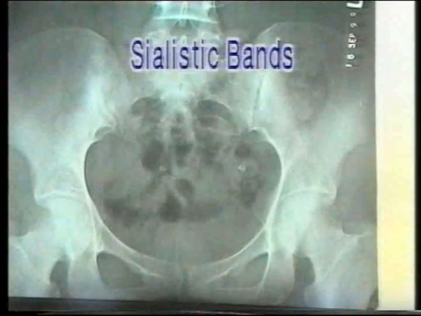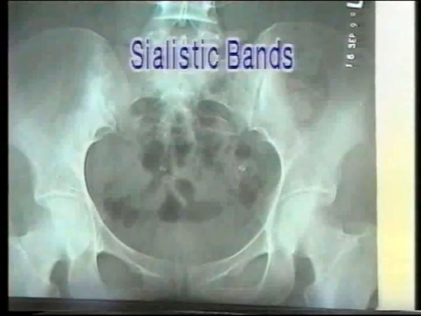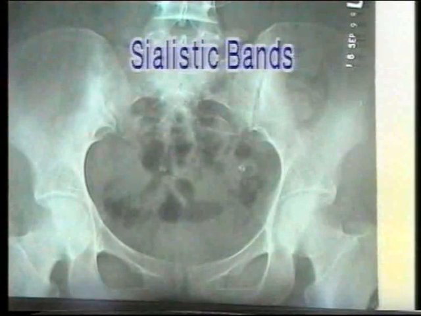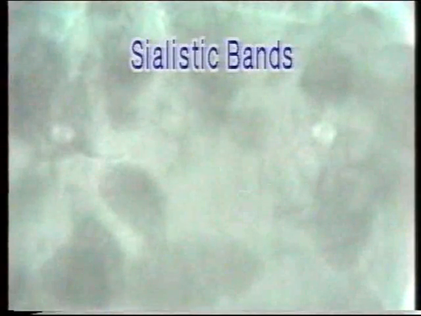This is another X-ray showing bands of laparoscopic tubectomy. Note their characteristic circular shape. And if you observe closely, the central hole can be made out.